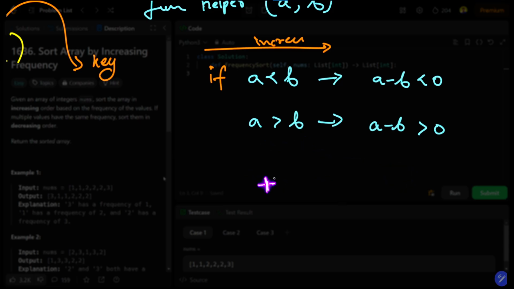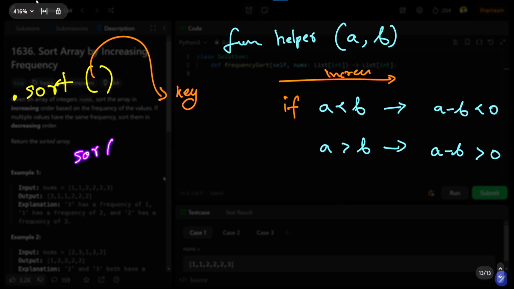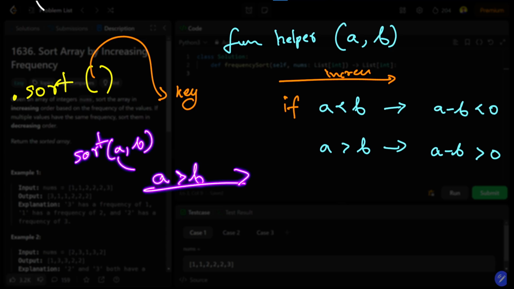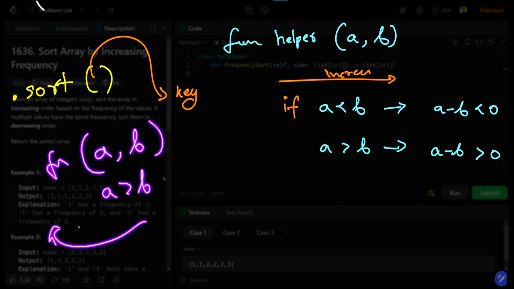Now, whenever you receive a positive value, that means you have done the comparison for A and B, and you received that A is greater than B, but you wanted increasing order. That means this order is not valid. So if in the function A is greater than B, that means B needs to come first. B should come before A.